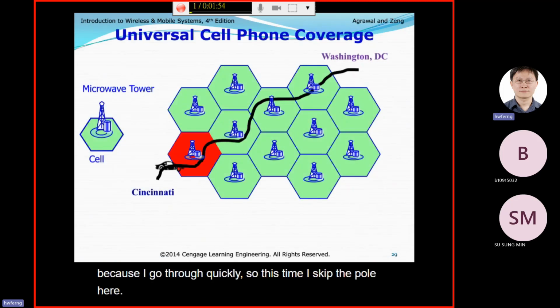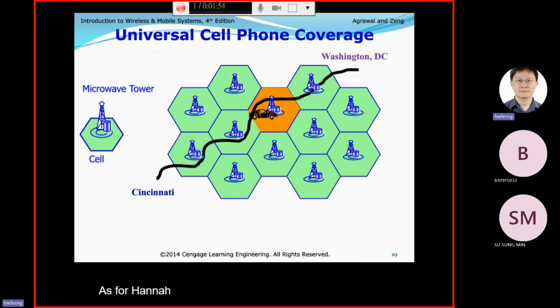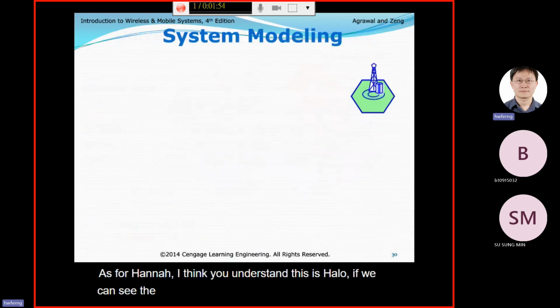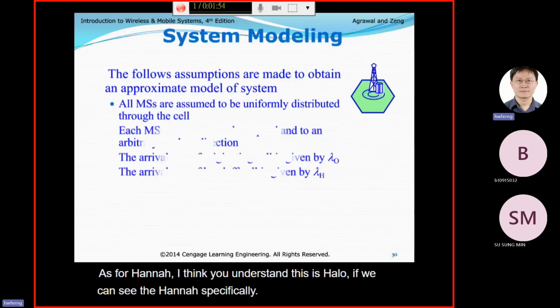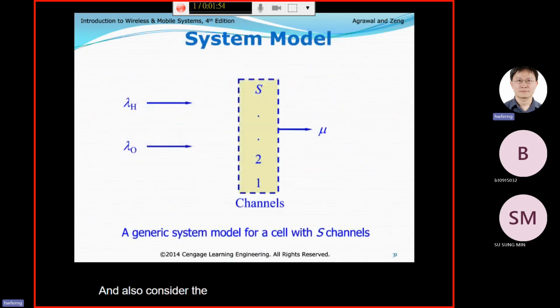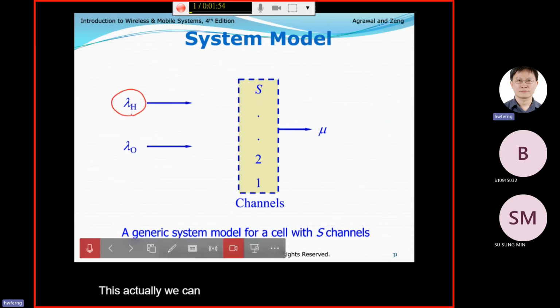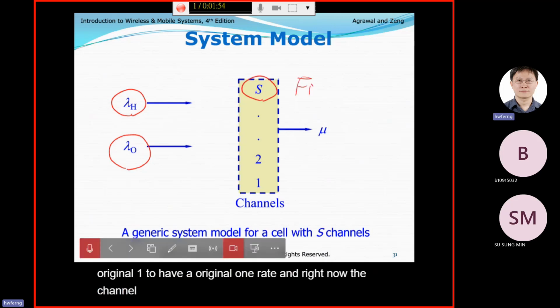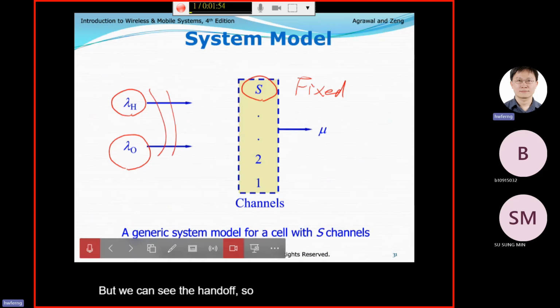Well, as for handoff, I think you understand this is handoff. If we consider handoff specifically, and also consider the modeling, right now we can have a handoff rate and an original one rate. And right now the channel is fixed, but we consider handoff. So we have two streams.